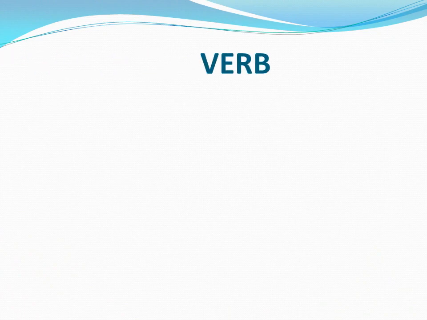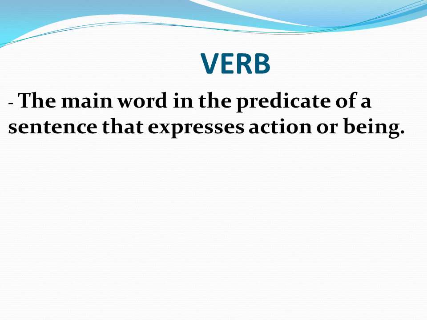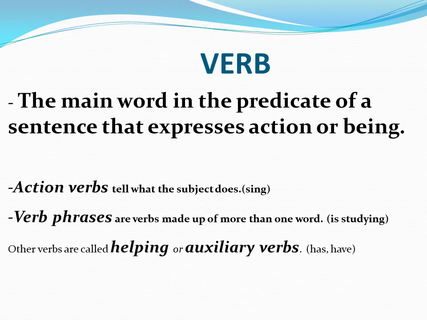The verb. The verb is the main word in a predicate of a sentence that expresses action or being. There are many types of verbs. For example, action verbs, which tell what the subject does, for example, sing. Verb phrases, which are verbs made up of more than one word, for example, is studying. Other verbs are called helping or auxiliary verbs, such as has and have.